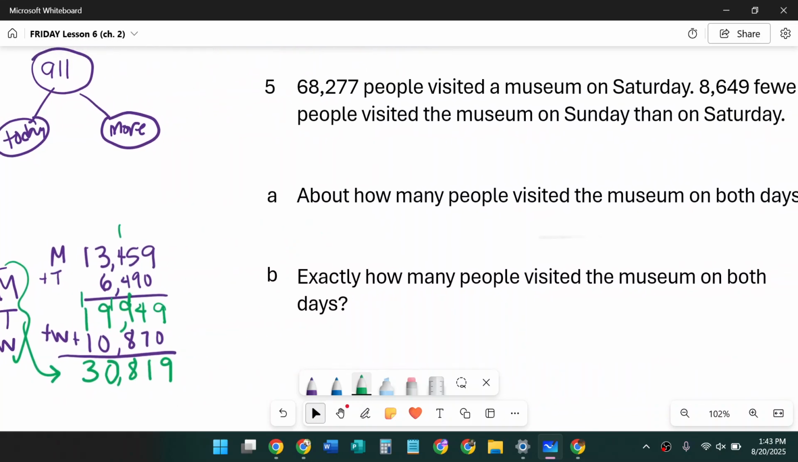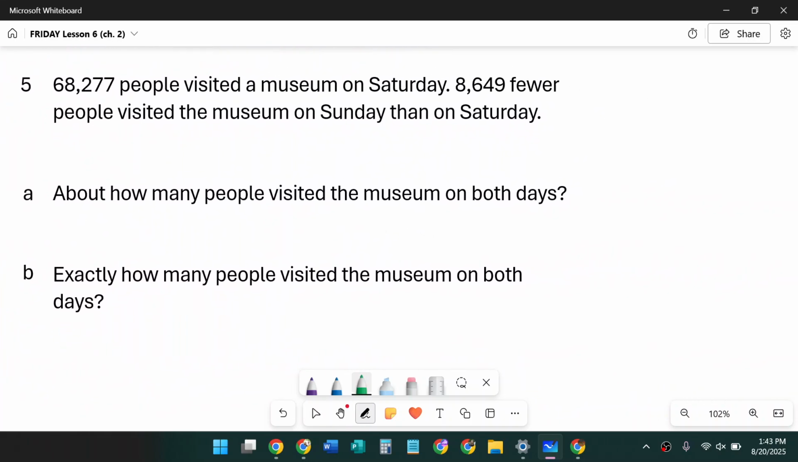All right, let's look at the next one. 68,277 people visited a museum on Saturday. I'm going to underline that. So that's Saturday. 8,649 fewer people visited the museum on Sunday than on Saturday. So I'm going to underline fewer than. So fewer people Sunday than Saturday.